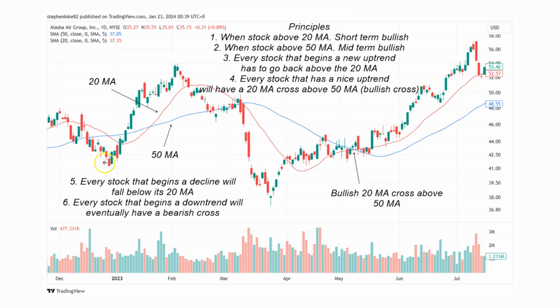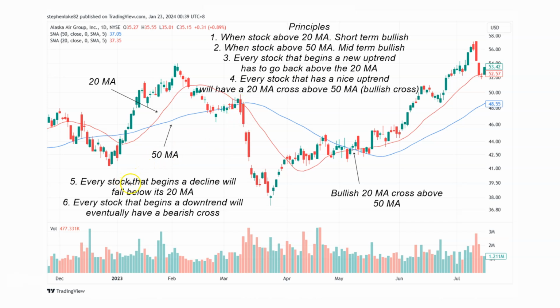Now the fifth principle is every stock that begins a decline will fall below its 20 MA. So look at the decline here, very nasty decline. Okay, but before it declined, look what happened. It fell below the 20 MA. So next time if you see a stock trading upwards but suddenly drop below its 20 MA, then you have to be careful, because that might mean the beginning of a new decline.